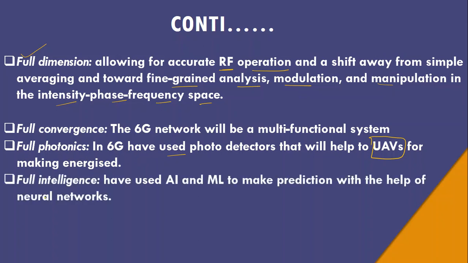The next one is full intelligence. In 6G, artificial intelligence and machine learning are used. This helps to make accurate predictions for tasking in 6G with the help of neural networks used in machine learning. With the help of these neural networks, it will take accurate actions.